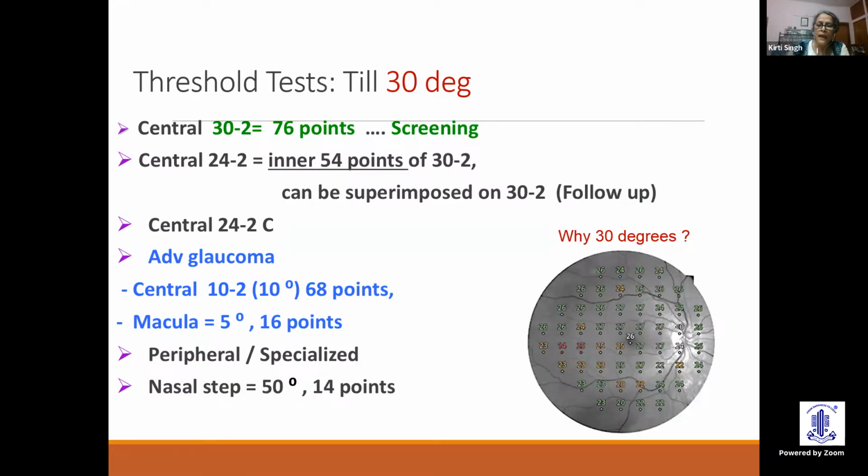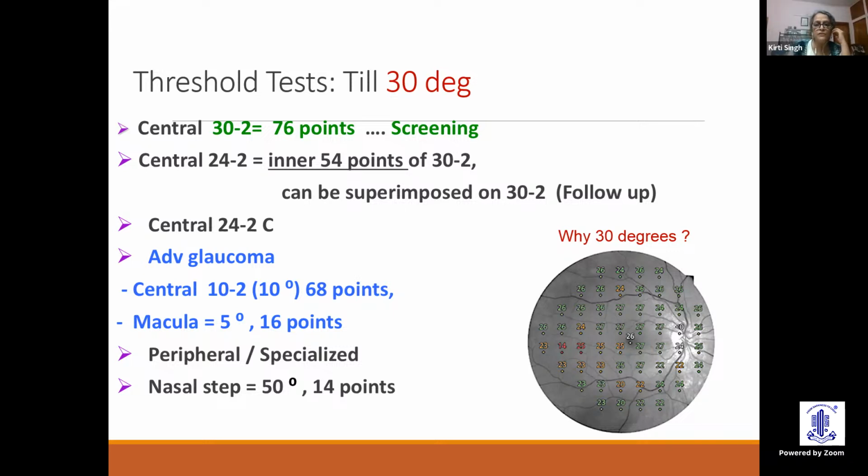And again, a question asked is, why do we do only till 30 degrees? Why is it 30-2 and 24-2? Thirty, because the maximal nerve fibers which are affected in glaucoma, or the papillomacular bundle, are within 30 degrees. That is why 30 degree central fields are done. And 30-2 has 76 points and 24-2 has 54 points. In advanced glaucoma, you do 10-2, which is the central 10 degrees or 68 points. And the macular program is 5 degrees or 16 points.